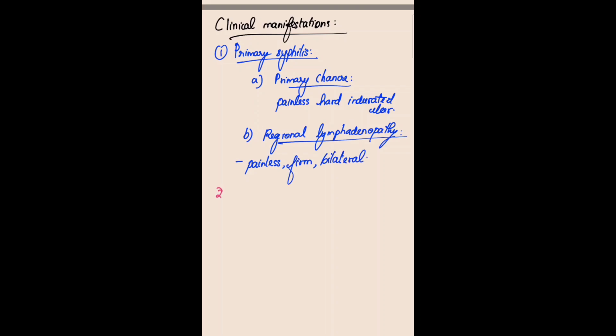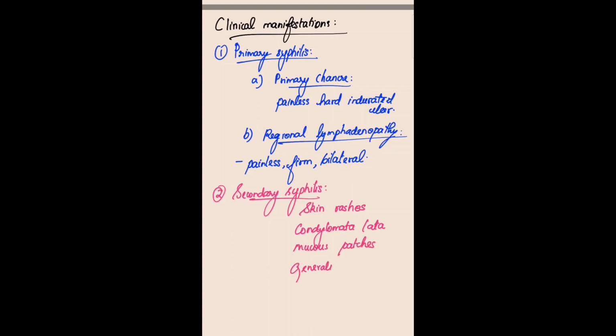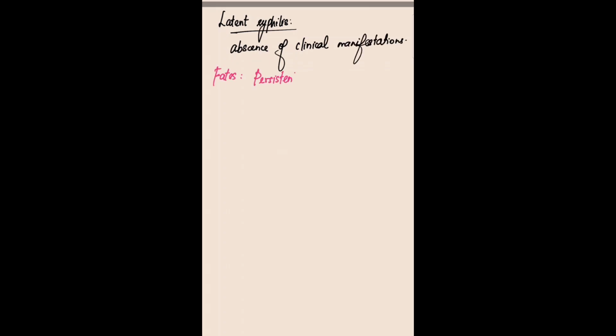Next stage is secondary syphilis. There you can see skin rashes over palm and sole and condylomata, and you can see mucus patches and generalized lymphadenopathy. And then the next stage is latent syphilis. In the latent syphilis stage, there will be absence of clinical manifestation. Then you can know the fate, how the disease progresses.